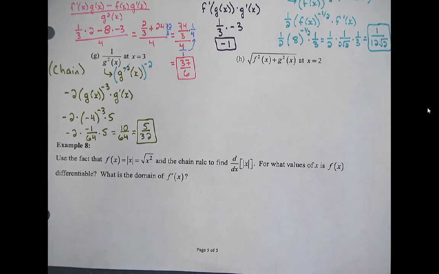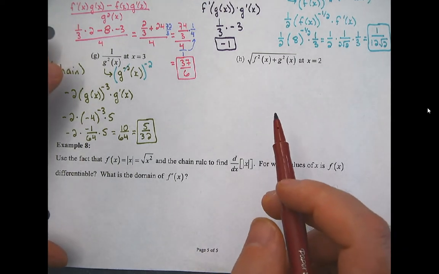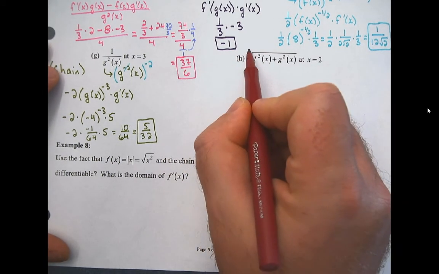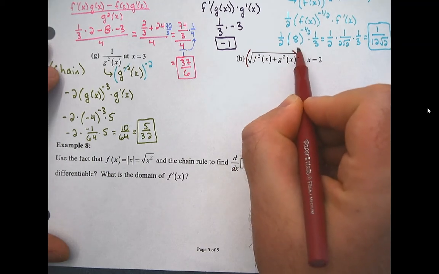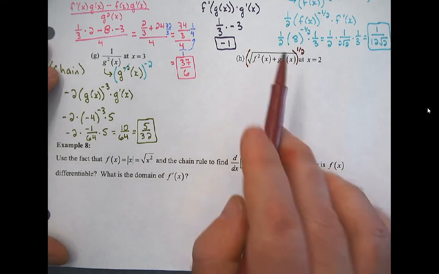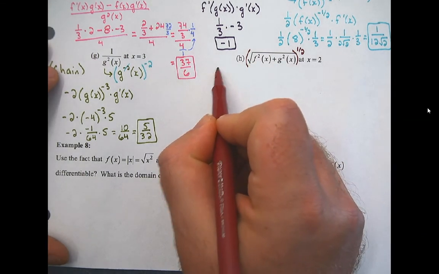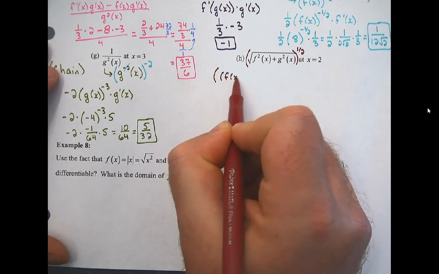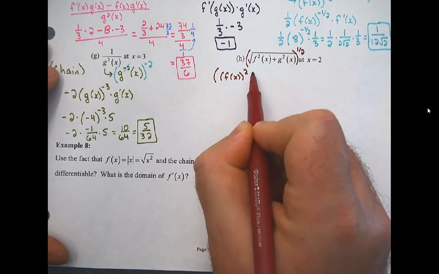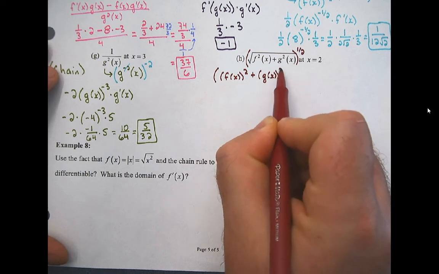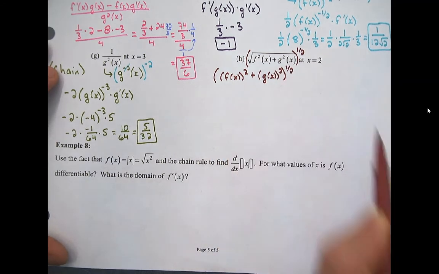I recommend your first move being rewrite. Rewrite this in a way that makes it easier to derive. So I'm going to take this and rewrite it as to the 1/2. And I'm going to remember that these squares are really around each one of these. So let's rewrite it like this: the quantity of f of x squared plus the quantity of g of x squared, then to the 1/2.